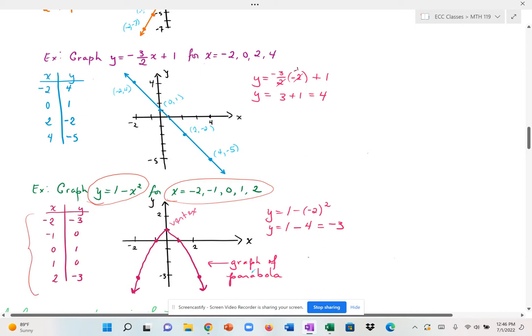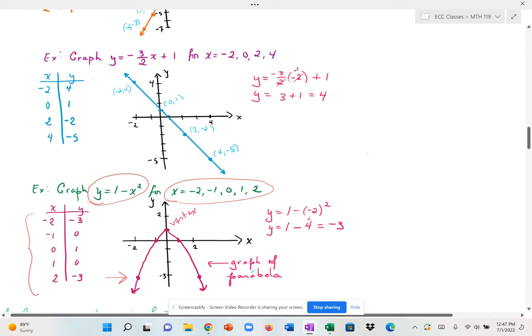And I showed the work for when you plug in negative 2 right here. So it's y is equal to 1 minus negative 2 squared. So negative 2 squared is 4, but this minus still comes down. So it's 1 minus 4, which gives me an answer of negative 3. So negative 2, negative 3 is the first coordinate.